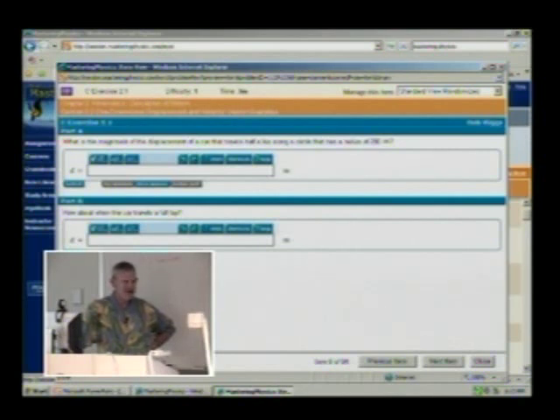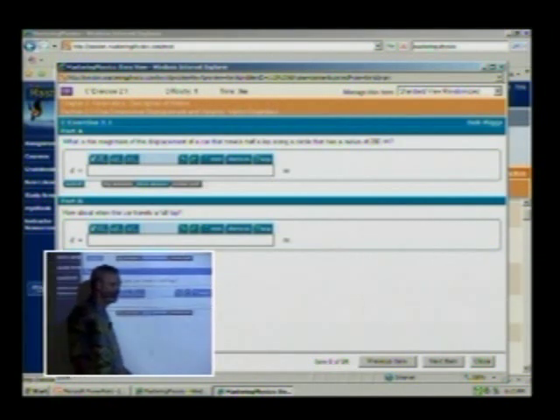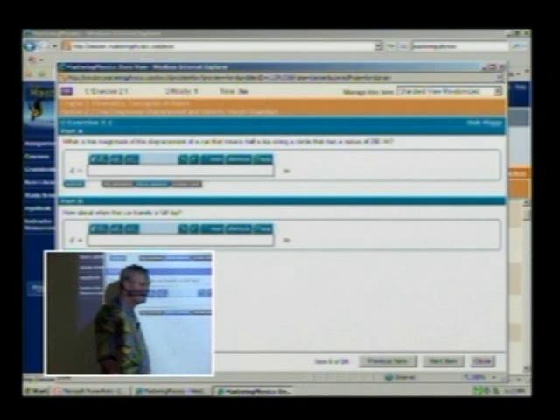What's a guess? Anybody got a guess? 1,759. How did you get that? What did you do? Figured out half of the circumference. Half the circumference. What's the circumference of the circle? Oh, you got to multiply by pi. But I don't think that's necessary. 560. You put 560. It's just the displacement. Yeah, it's just the displacement. In other words, it's the diameter of that circle.